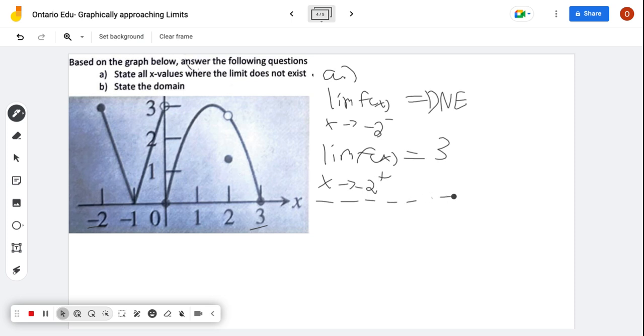I'm going to save this for now, as at the end we'll write our total conclusion. Now let's do it for the next endpoint, which is at 3. Let's check here. The limit of f of x as x approaches 3 from the left. Now from the left, if you just follow the graph, we stop here, and the y value is 0. Let's make that better. Now let's try it from the right hand side.